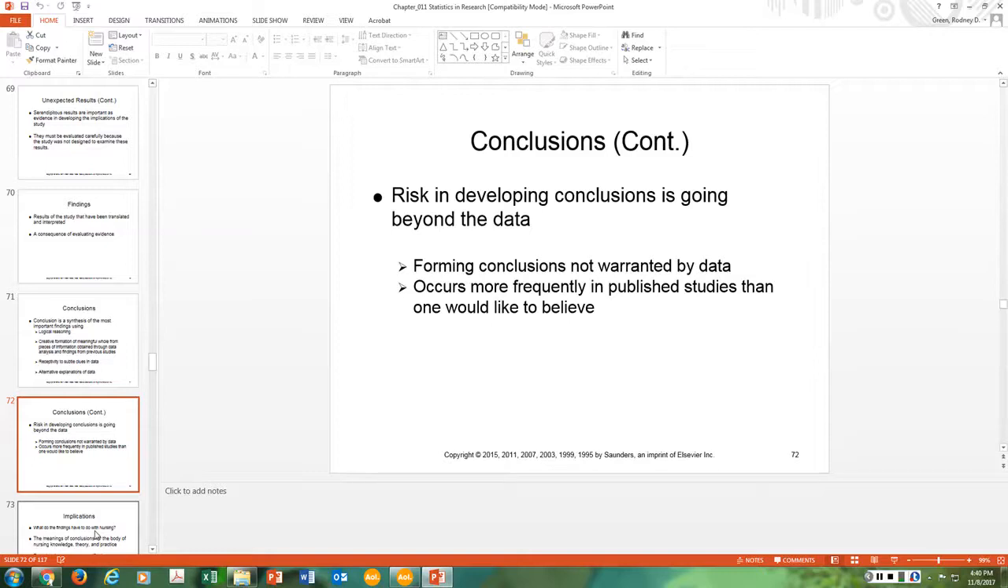So you can't jump to conclusions that are not supported by your evidence. Forming conclusions not warranted by the data occurs more frequently in published studies than one would like to believe. Isn't that interesting?